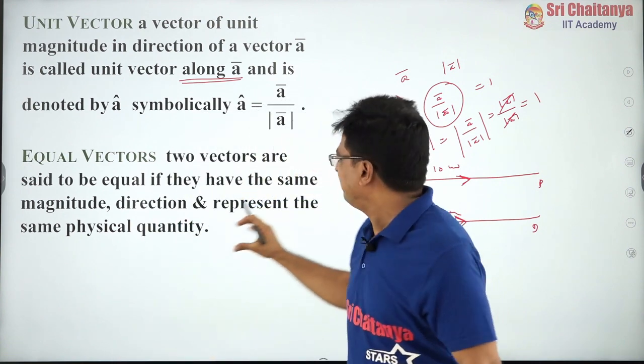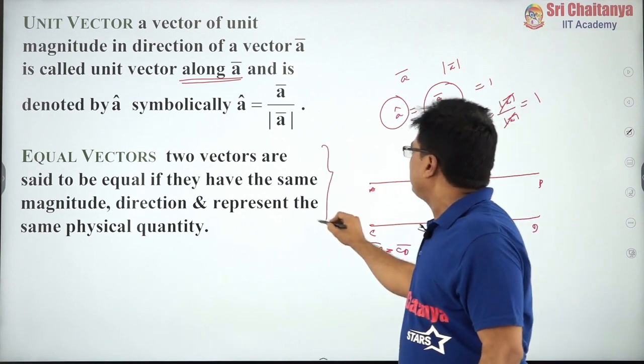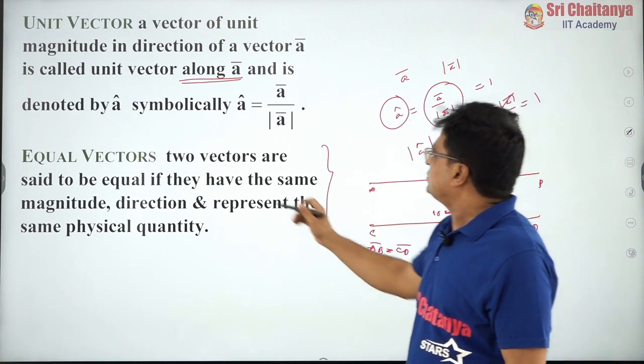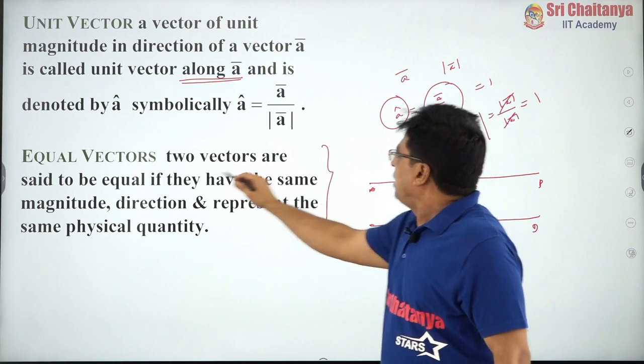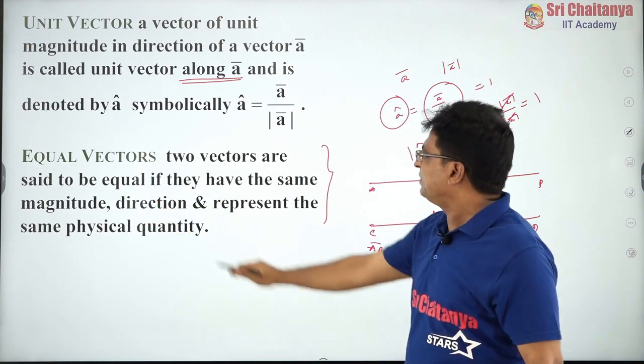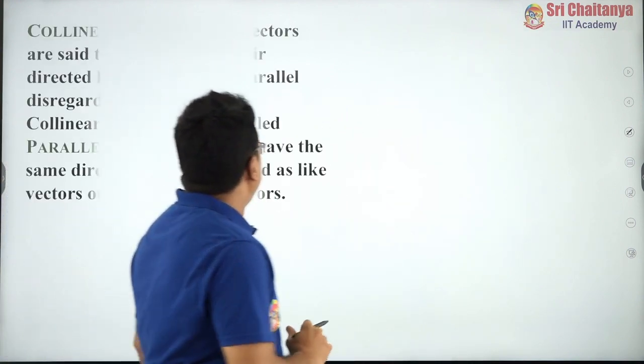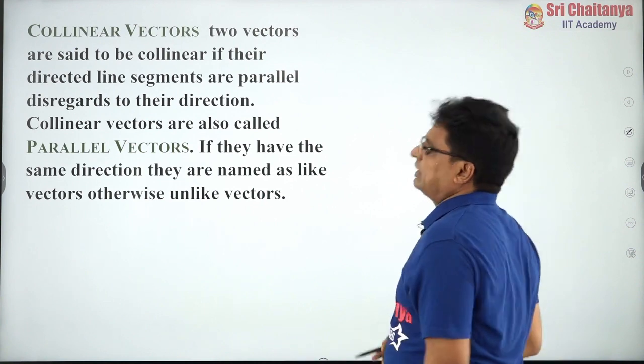Whenever these kinds of conditions are satisfied by the vectors, then we can say that the vectors are equal vectors. So two vectors are said to be equal if they have the same magnitude and direction, and represent the same physical quantity. Clear?